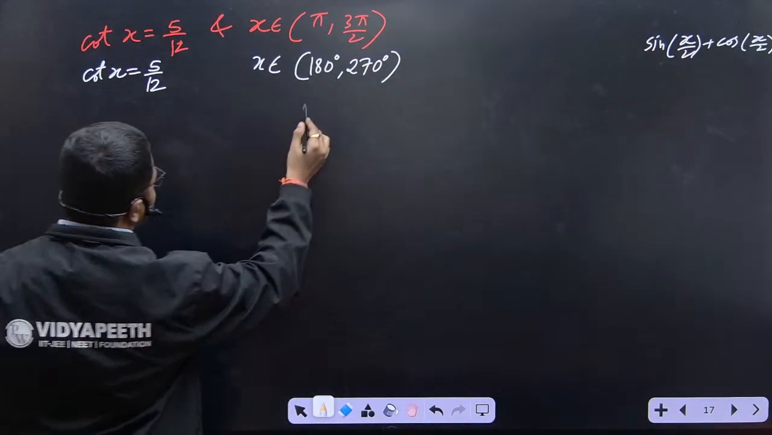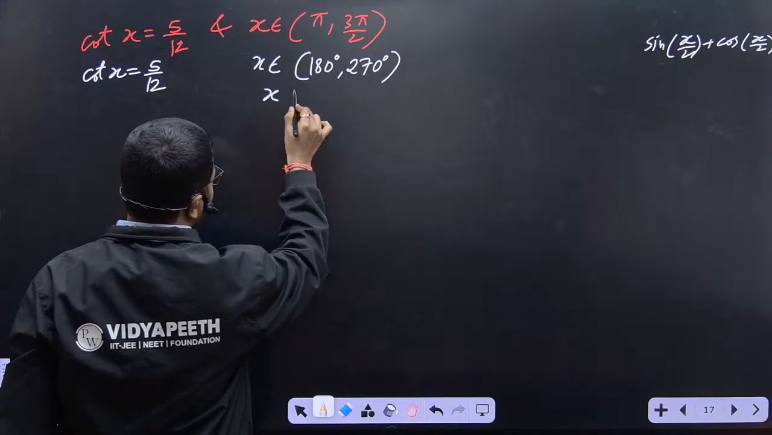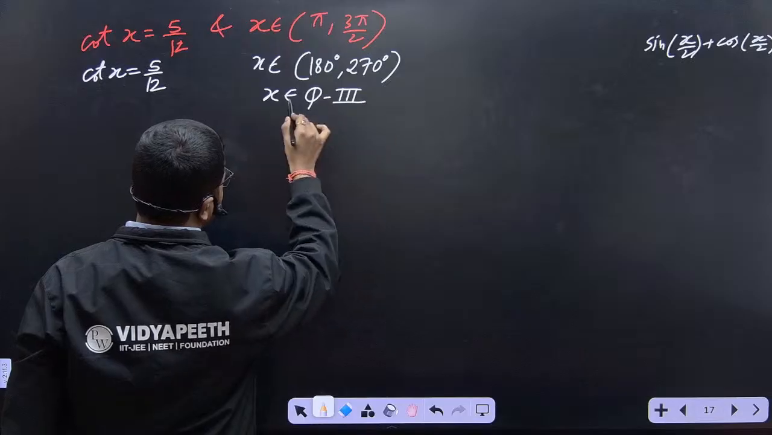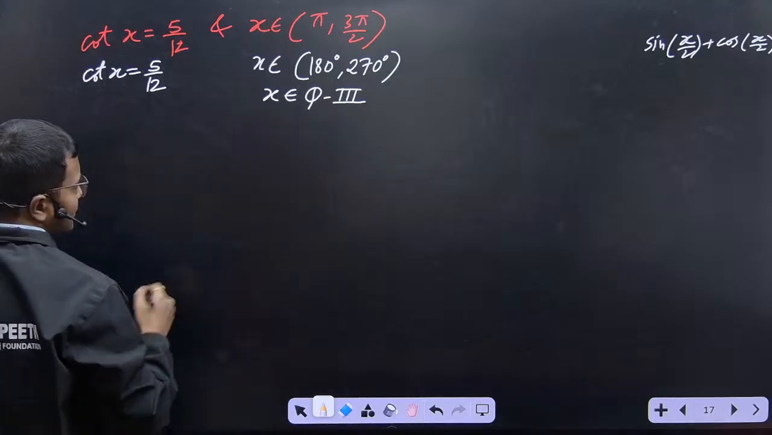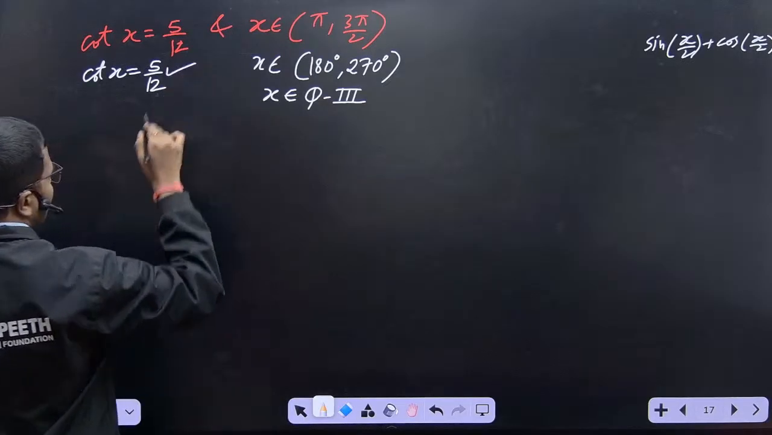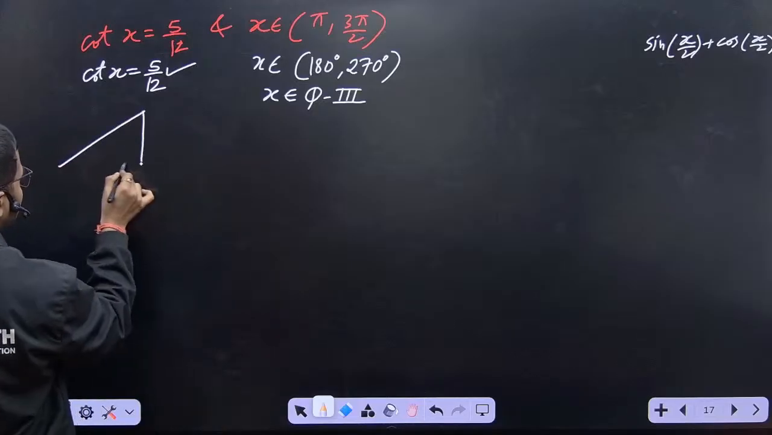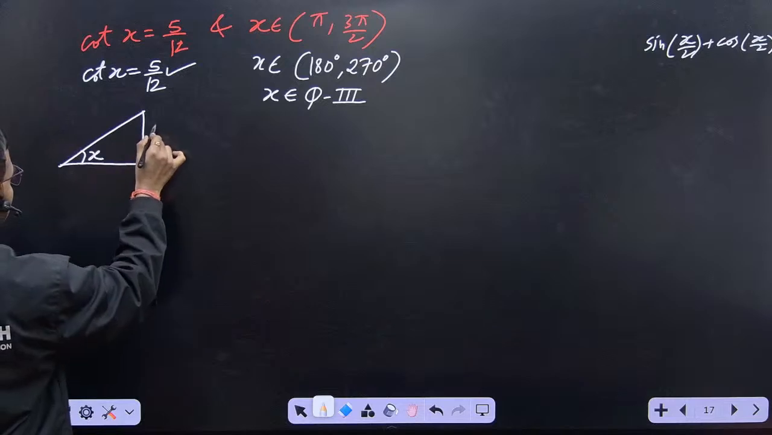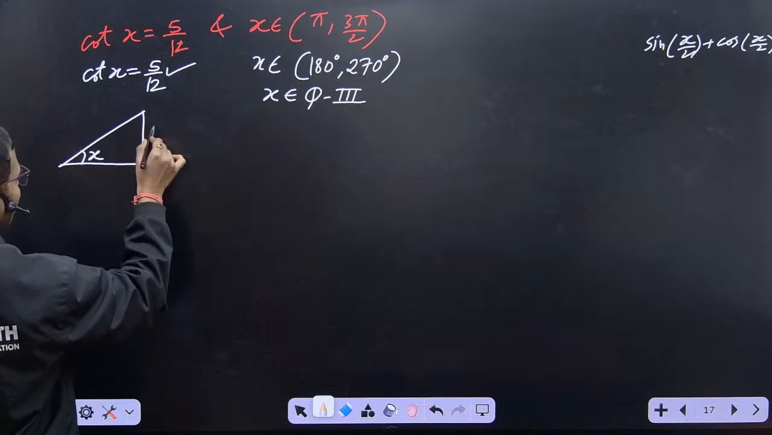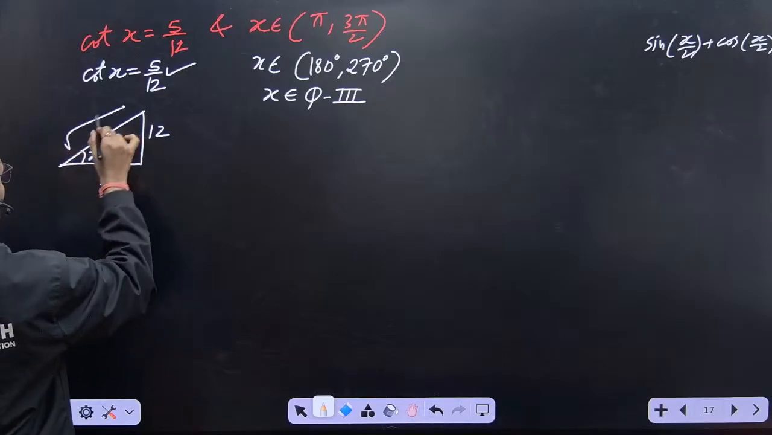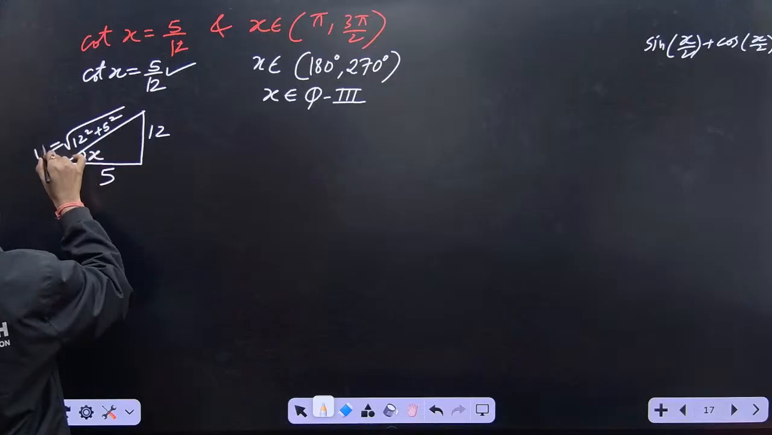So x belongs to this 180 comma 270, that is x belongs to which quadrant? Third quadrant. So in third quadrant, cot is positive, perfect. Already we have the positive value 5 by 12. Now let us find using the right angle triangle. So this is x. So tan x will be 12 by 5. And the hypotenuse we can find using the Pythagoras theorem, 12 square plus 5 square, which we get as 13.